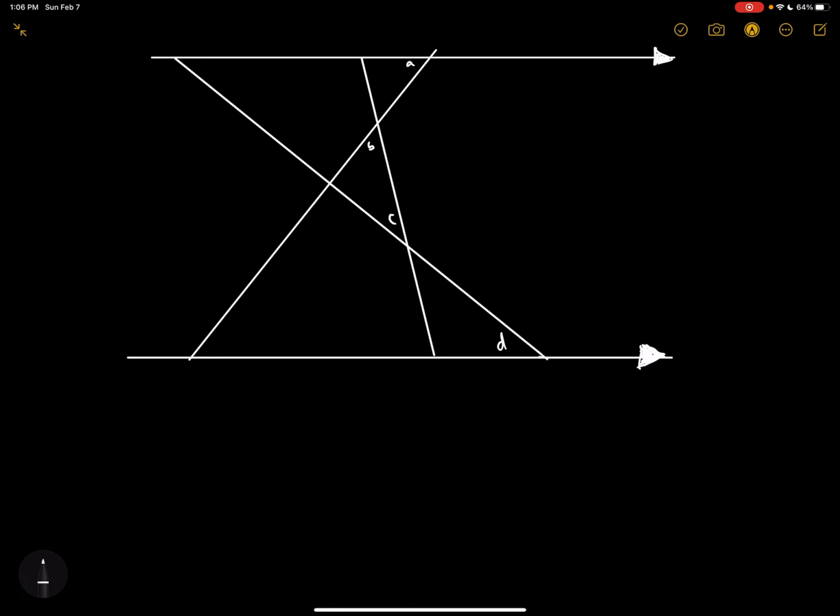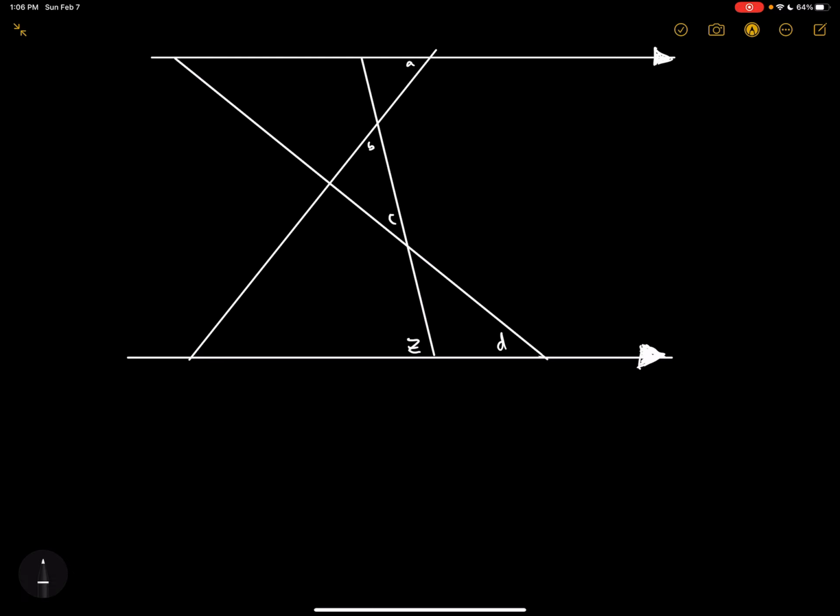So we've got the parallel lines on the top and the bottom, and then all those angles. I'm actually going to add a few angle names. Actually, the only one I need to add is this one right here, and I'm just going to call it Z.